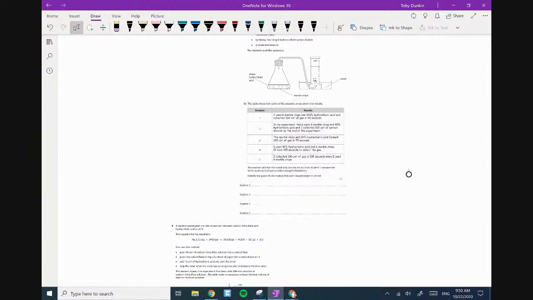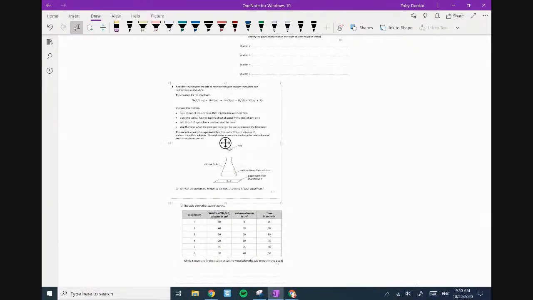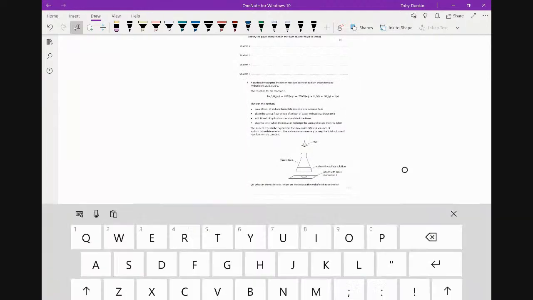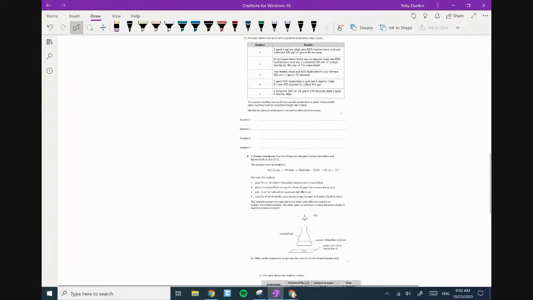Wow, I grabbed an awful lot of questions on rates. Oh, there's the thiosulfate reaction. Good old Edexcel and its thiosulfate. Just going to move all these over. There we go. Gives me a bit more space.